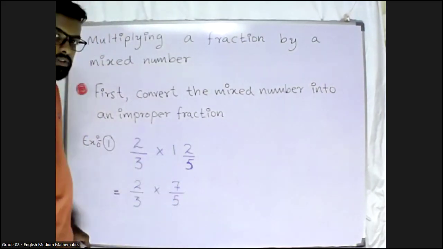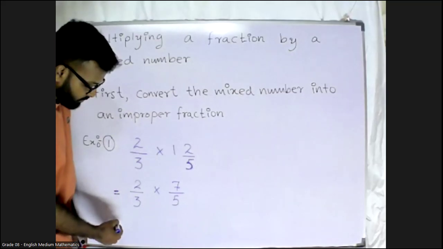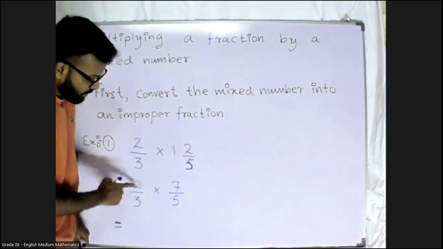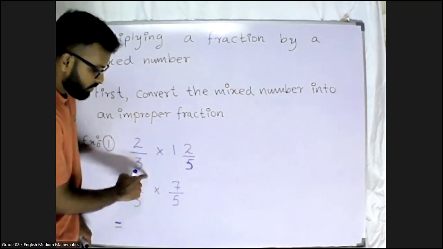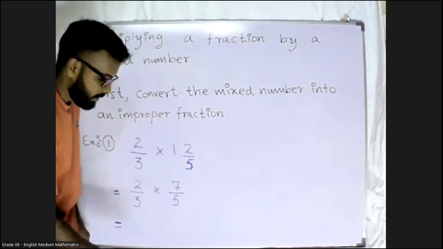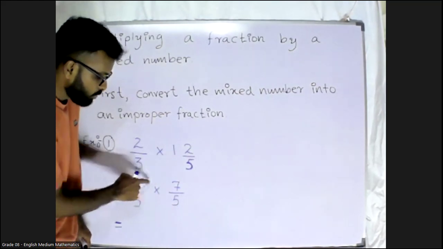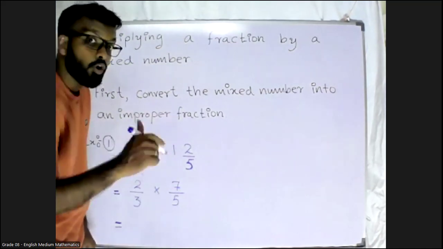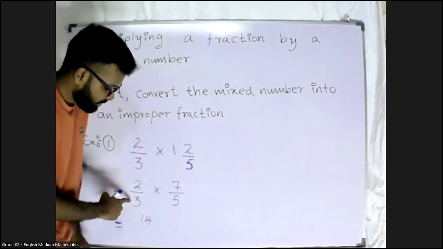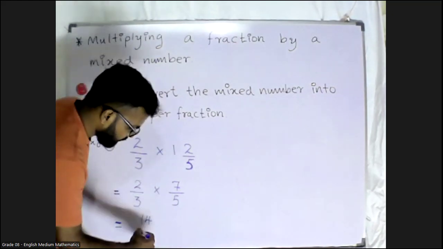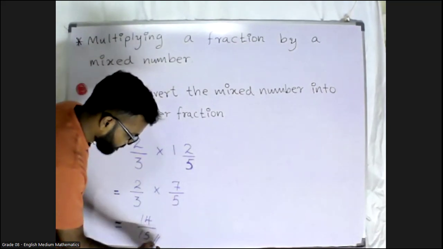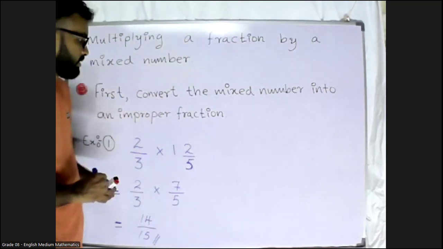So you know how to do this. Last week we discussed this. You have to multiply numerators first and then denominators. So numerators: 2 times 7 is 14. Denominators: 3 times 5 is 15. So this is the answer.